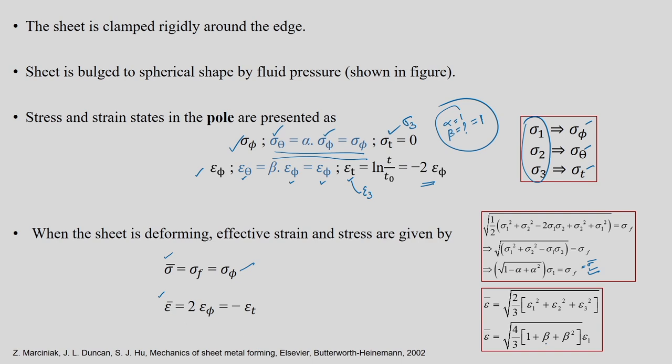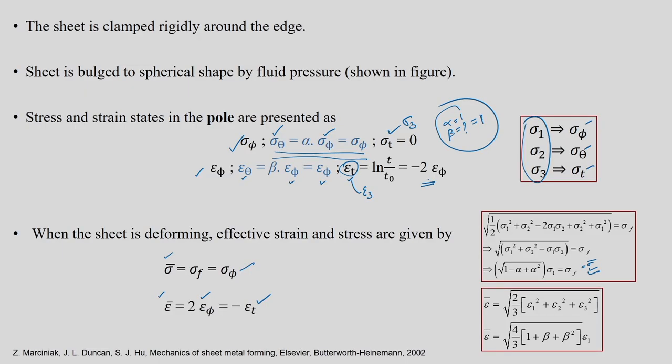And if you put beta equal to 1, the terms cancel, and you will get 2 epsilon 1. So, epsilon bar is equal to 2 epsilon phi. 2 times epsilon phi here is minus epsilon t. So, in a hydrostatic bulge test, or when you stretch a sheet with a uniform fluid pressure p, we can write sigma bar as sigma phi only, and epsilon bar is equal to 2 times epsilon phi, which is nothing but minus epsilon t.